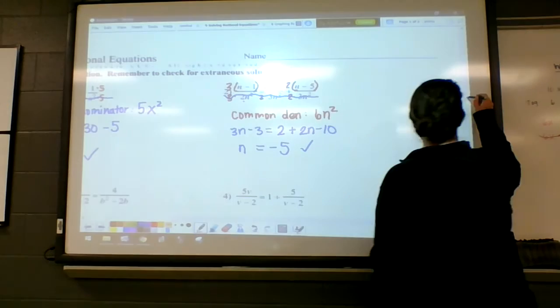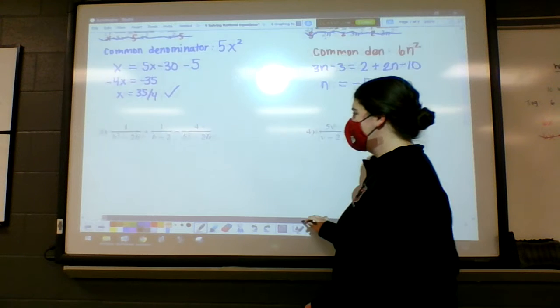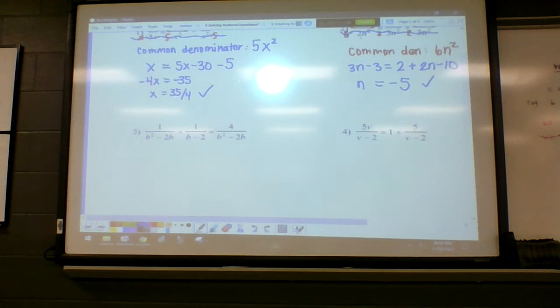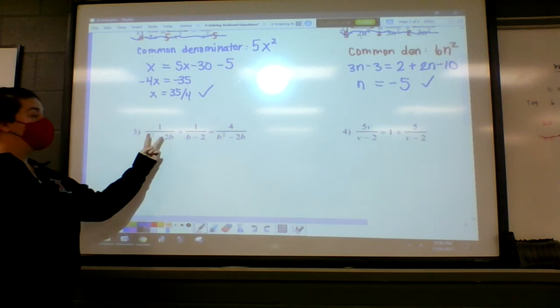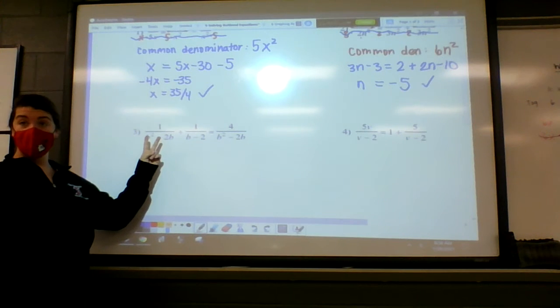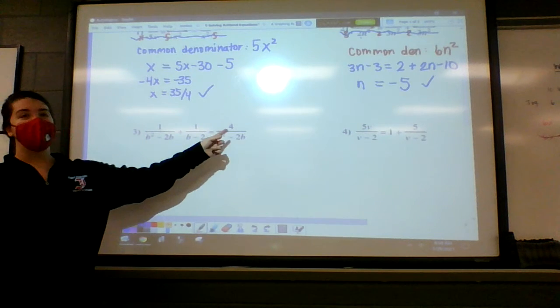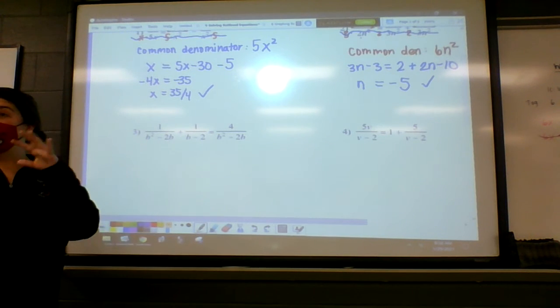All right. Jumping down here, number 3. This got a little bit more complicated. Why is this one slightly more complicated than the two we just did? There's two pieces, two terms, right? So each of the denominators has a plus or a minus in it. You have something being added or subtracted.